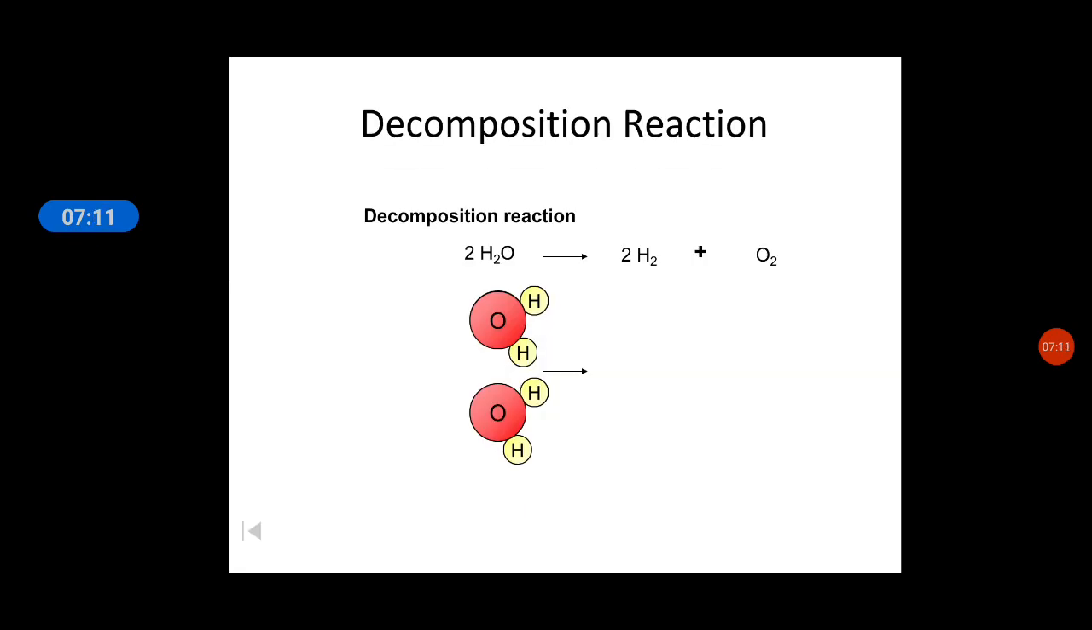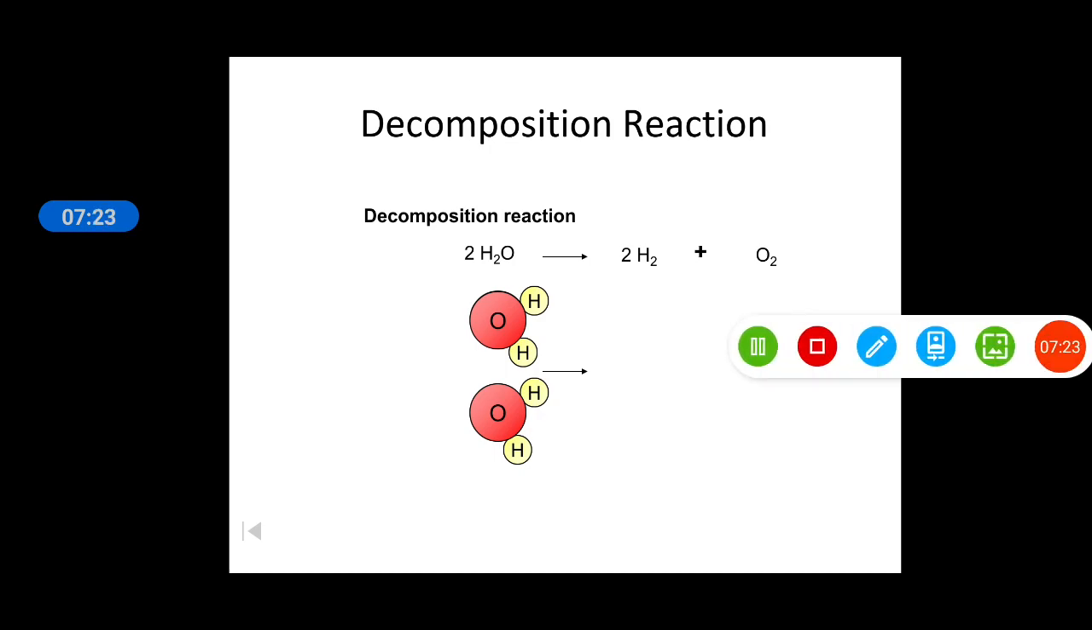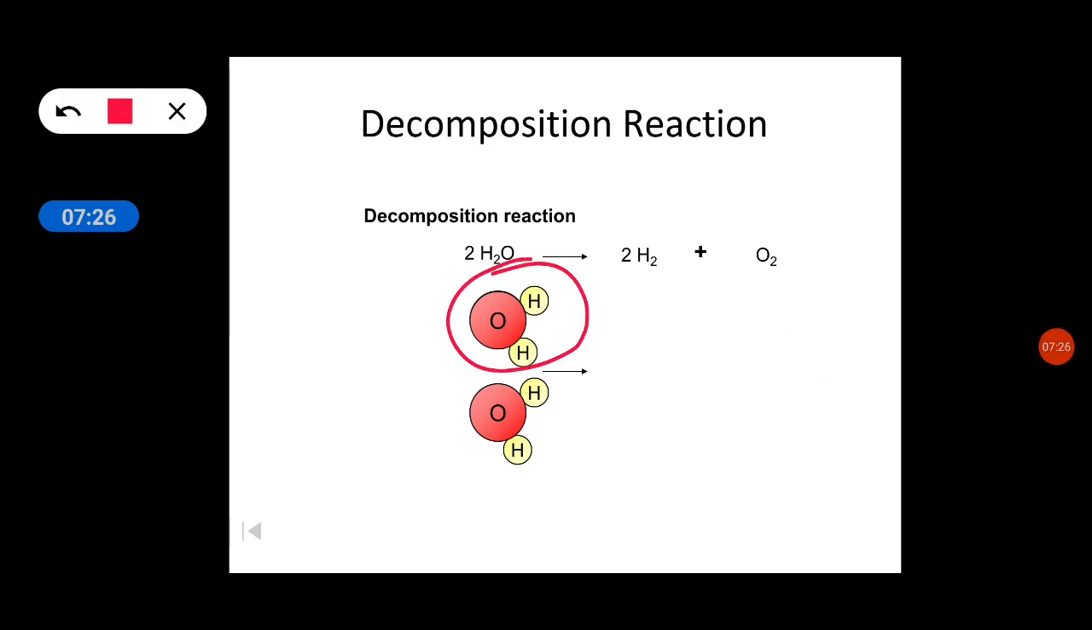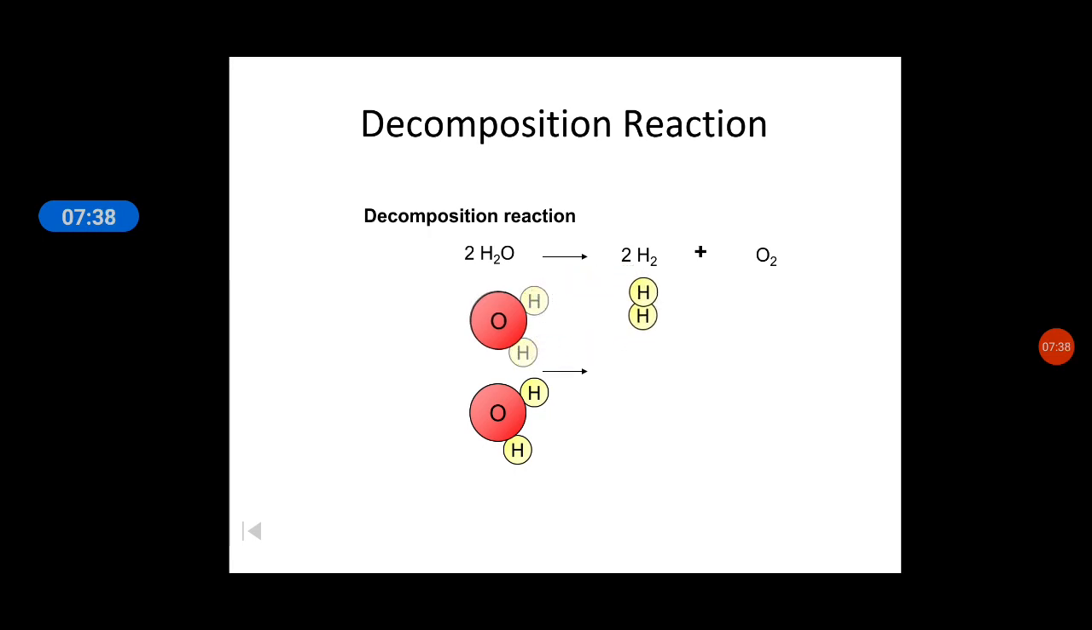Now when we talk about decomposition reaction, here we are taking one more example of H2O, that is your water. Two hydrogen atoms are combined with one oxygen in H2O, one molecule. We are writing 2 H2O, so 2 molecules of H2O give rise to hydrogen plus oxygen. It is dissociating, giving 2 molecules of hydrogen and oxygen.